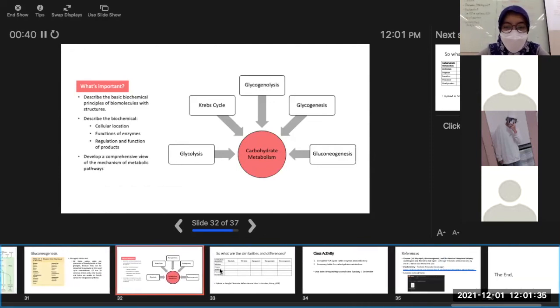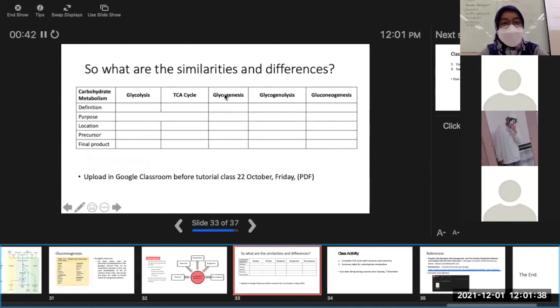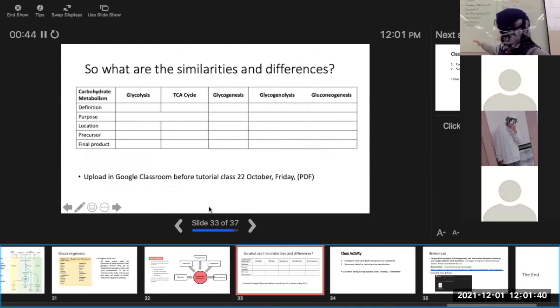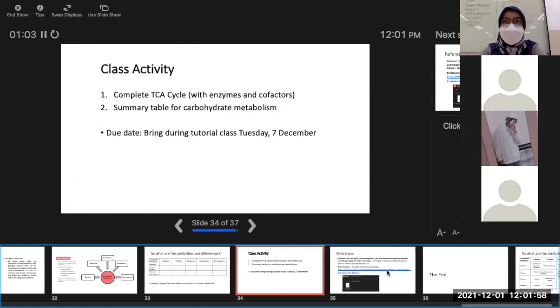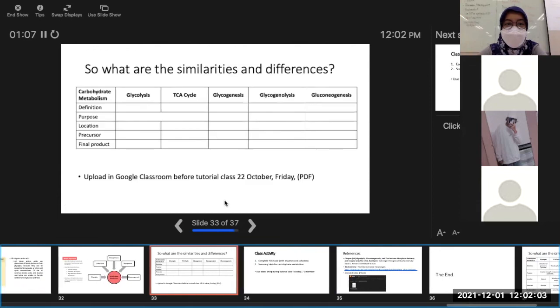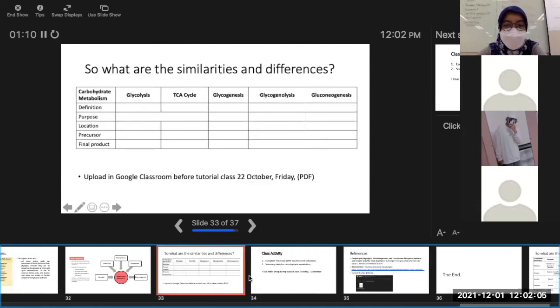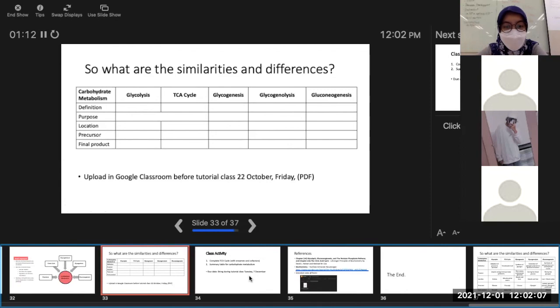So what I want you to do is do this table. It's basically this one, but please add in the use or synthesis of ATP, and also how many steps there are. You don't need to upload this in Google Classroom. Complete this table and bring it next class Tuesday. We will refer to that for your tutorial. This table, you can refer to in Teams later on.